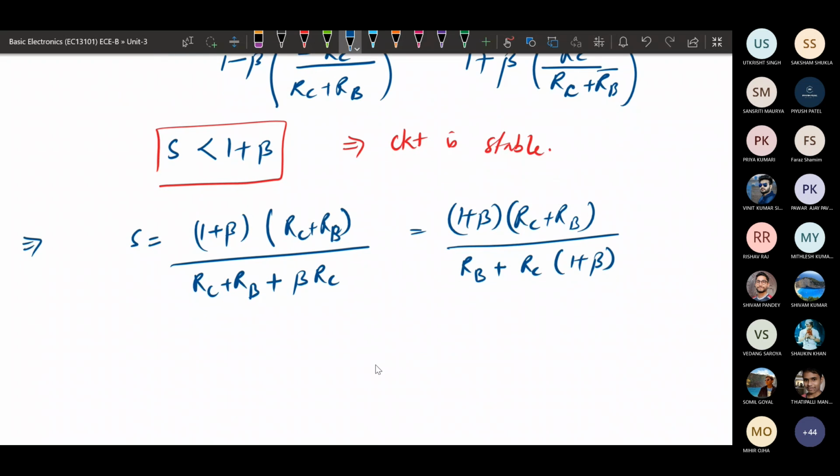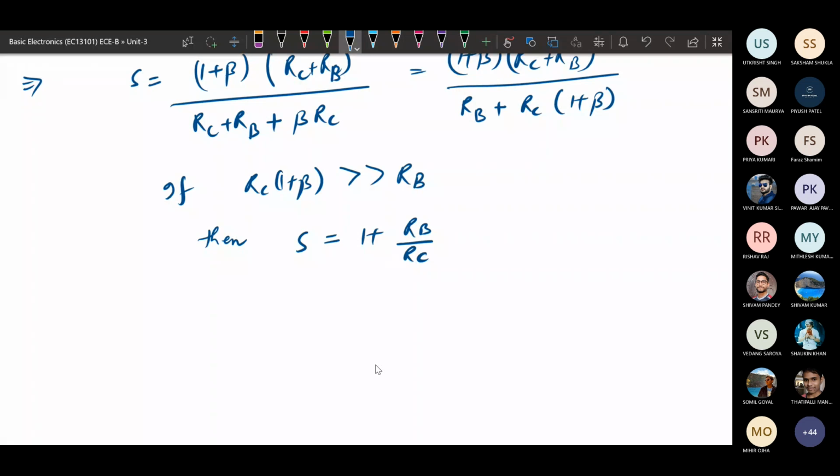Okay, so suppose RC times 1 plus beta is very much greater than the RB value. If this is the case, and we put this assumption into the circuit, we get the S value equal to 1 plus RB by RC. So we can see that stability is decided by the RB and RC values. It implies that if RB is reducing and RC is increasing, then the S value is going to decrease, which means the stability will be high in that case.